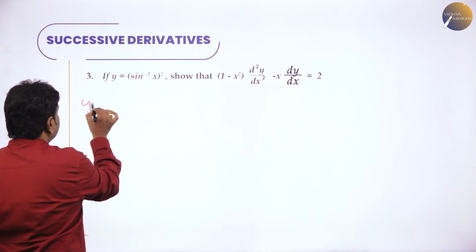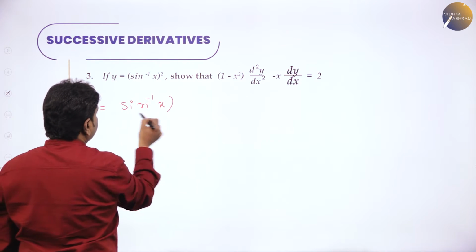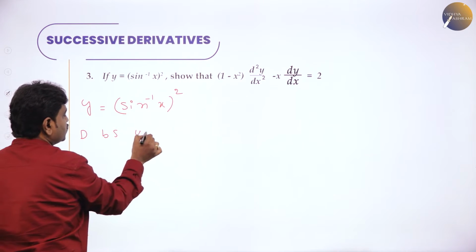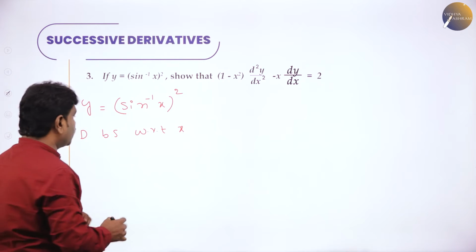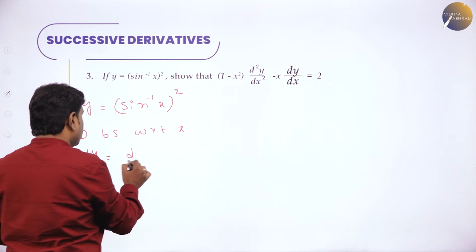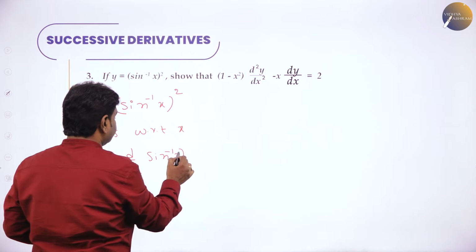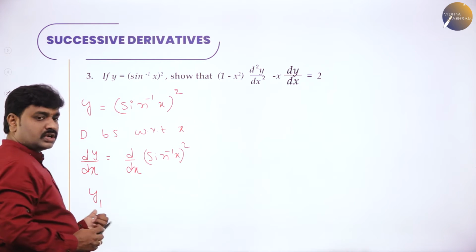Now y is equal to sin inverse x the whole square. This is given. Now differentiate both the sides with respect to what? x. If you differentiate with respect to x, LHS becomes d by dx of y is equal to d by dx of sin inverse x the whole square. So LHS is dy by dx.